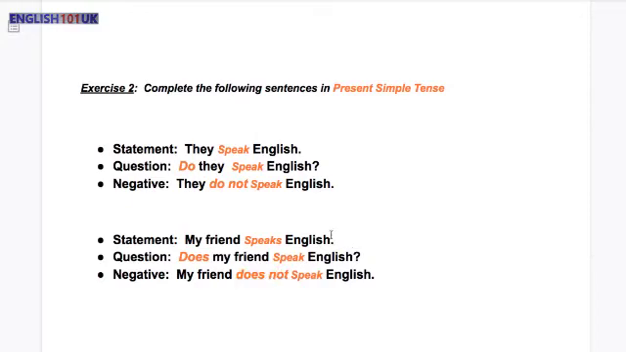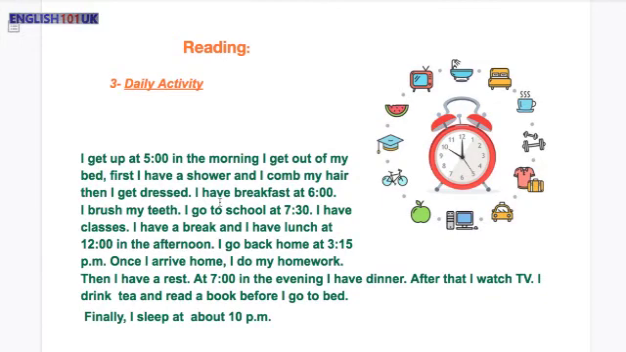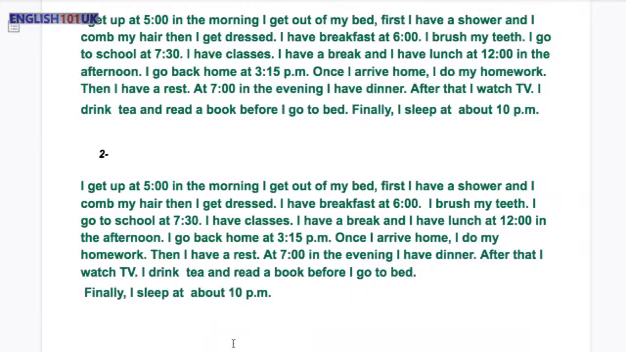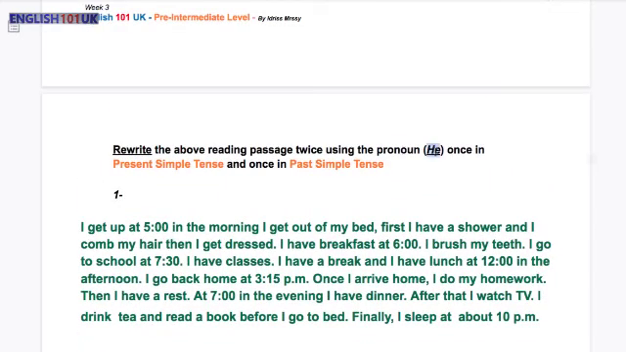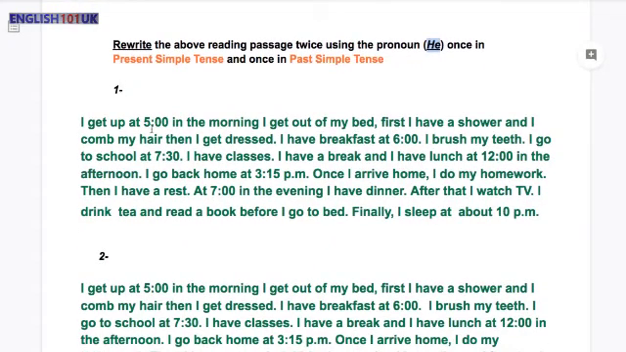Here we are. So this is exercise number 2. So easy. It should be. Okay, let's move on to our reading passage, the reading about daily activity, which we have done already, but we are going to rewrite it again twice. One here, two here, using the pronoun he. Okay, once in present simple tense and one more time in past simple tense. Let's start with the present simple tense.